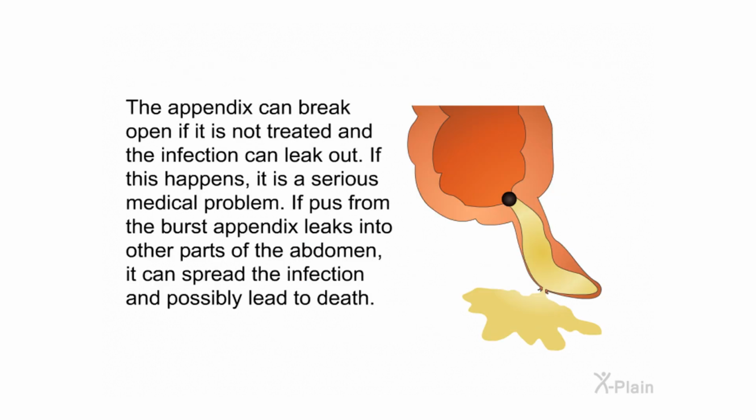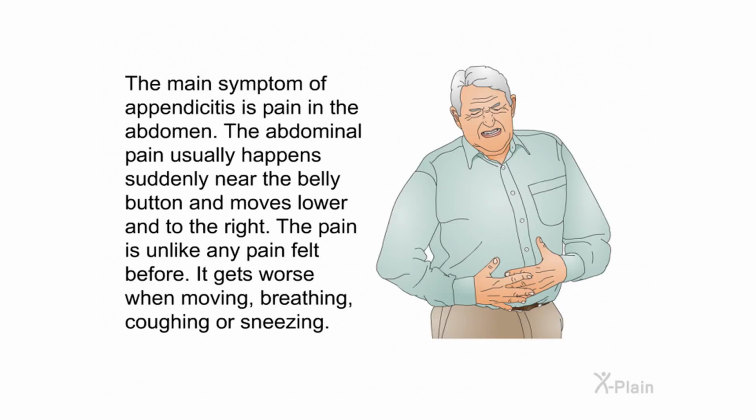The appendix can break open if it is not treated, and the infection can leak out. If this happens, it is a serious medical problem. If pus from the burst appendix leaks into other parts of the abdomen, it can spread the infection and possibly lead to death. The main symptom of appendicitis is pain in the abdomen.